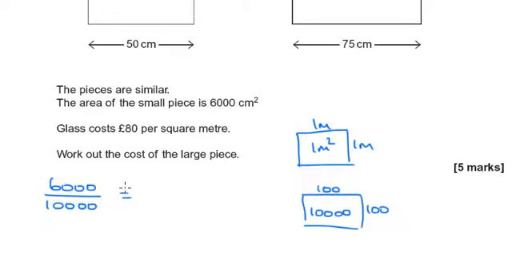Okay. Which is 0.6, so it costs 0.6 per square metre.